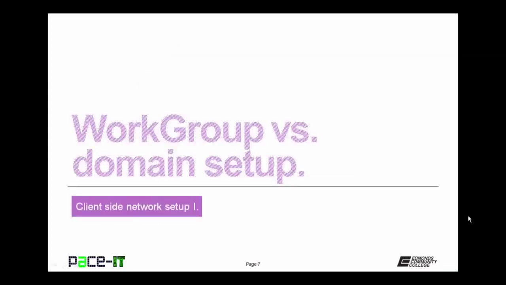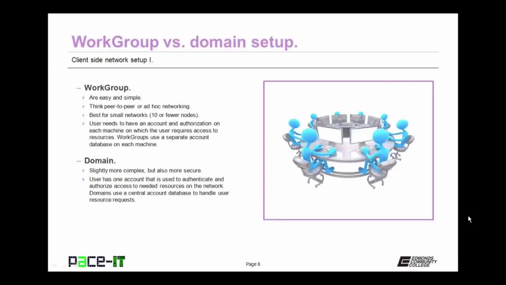Now let's discuss some of the differences between a workgroup and domain network setup. We begin with workgroups. Workgroups are easy and simple. You can think of them as peer-to-peer networking. They work best for small networks, 10 or fewer user machines. Why is that?